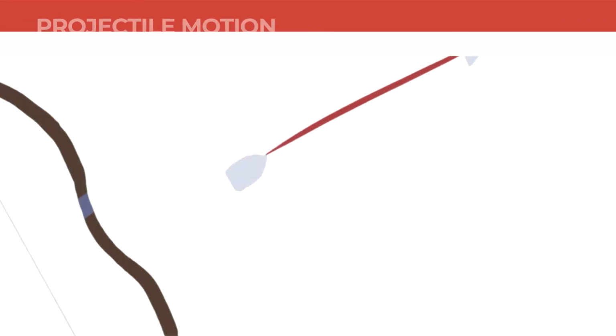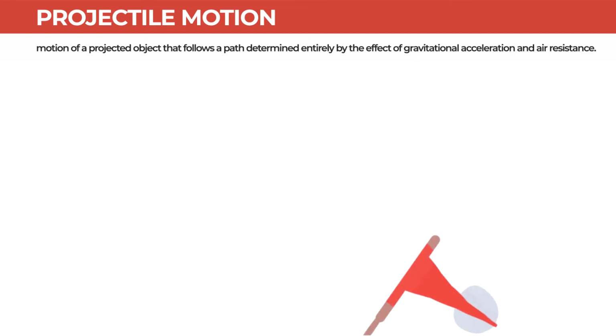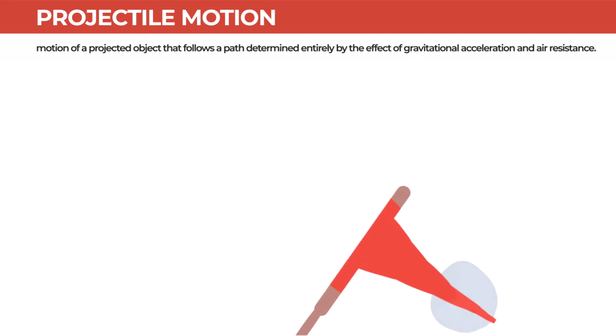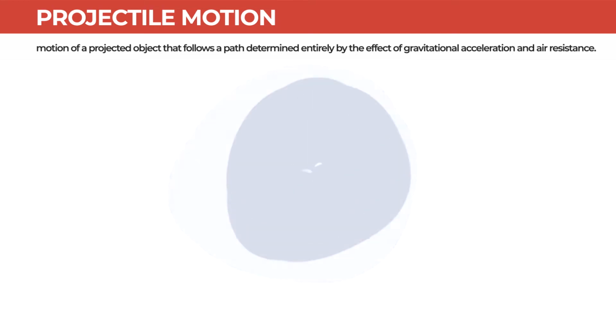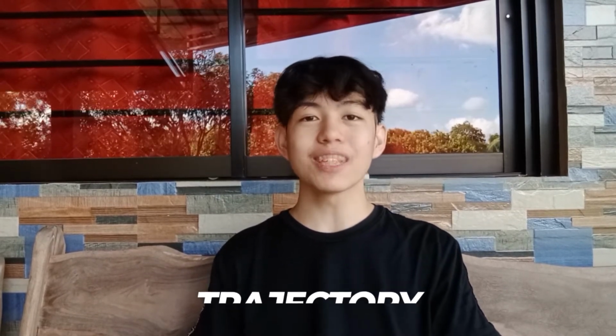Projectile motion is the motion of any object that is thrown, projected, or given an initial velocity and which follows a path entirely determined by gravitational acceleration and air resistance. The path traveled by the object is what we call trajectory. Now that we've got our concept, let's move on to the estimations.